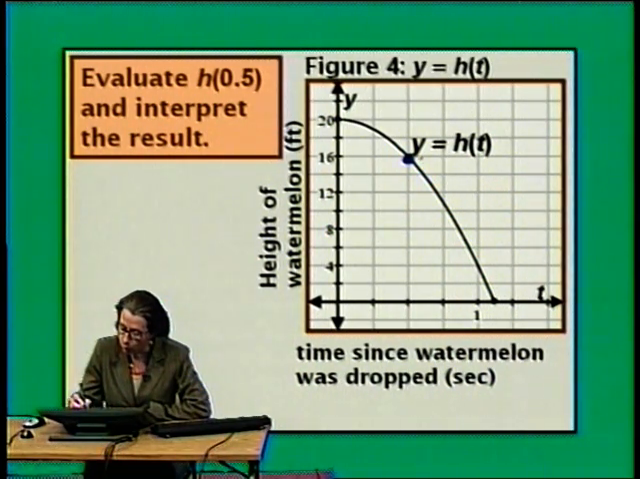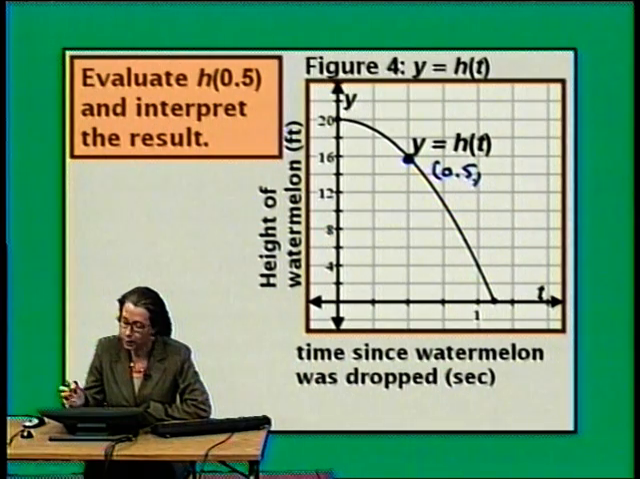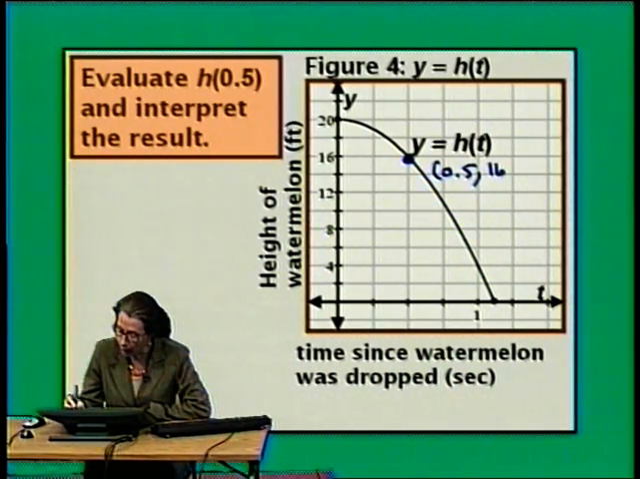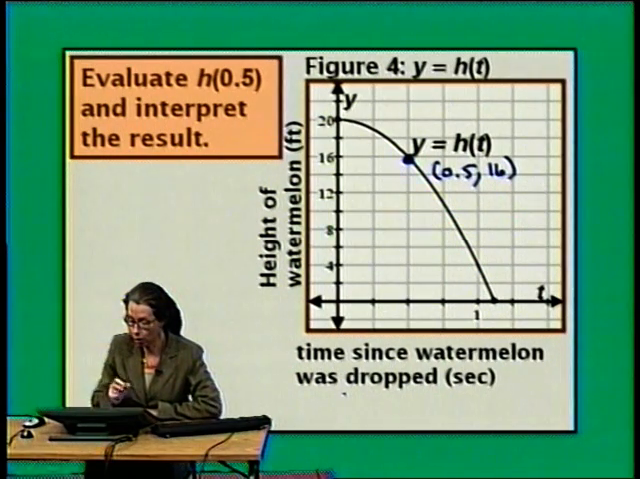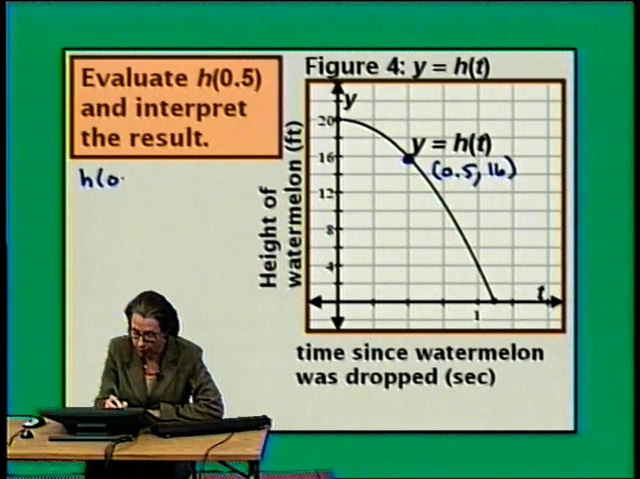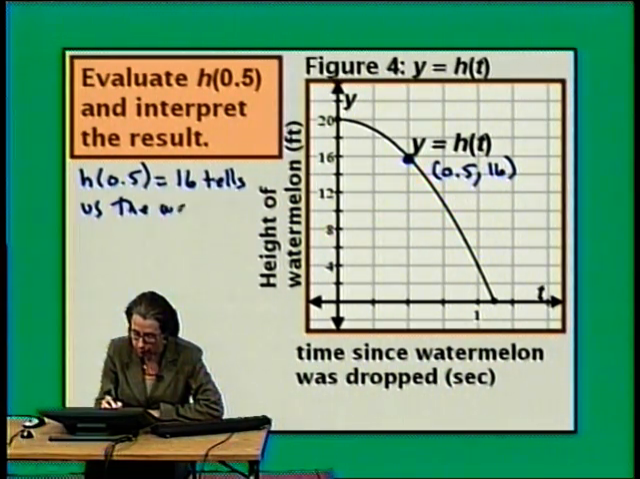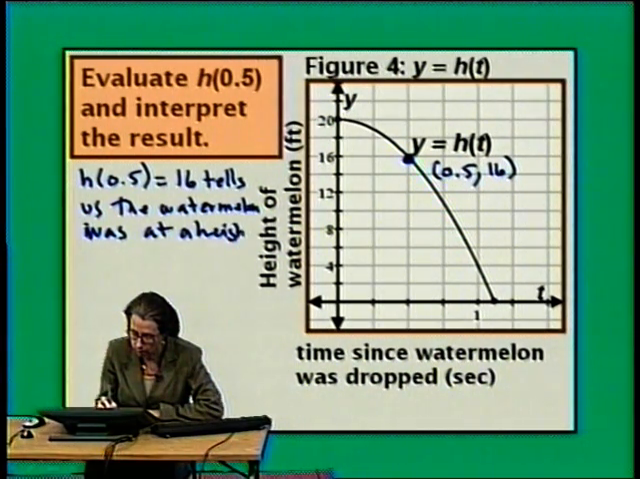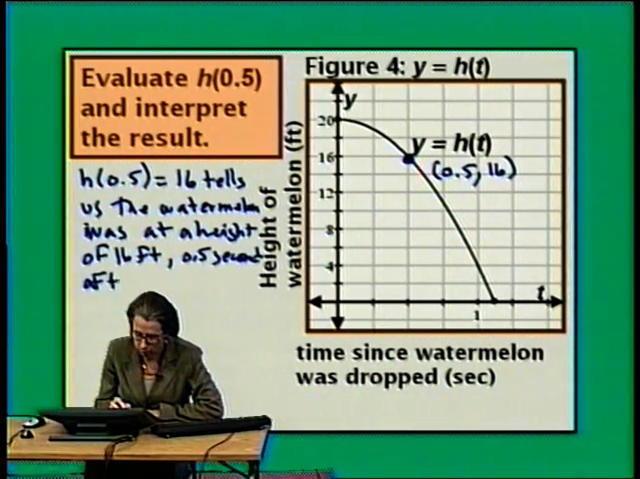Finding the corresponding point on the graph, when t is 1/2, that corresponding height is 16. So what this tells us is h of 0.5 equals 16 tells us the watermelon was at a height of 16 feet, 1/2 second after it was dropped.